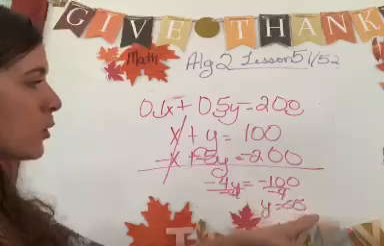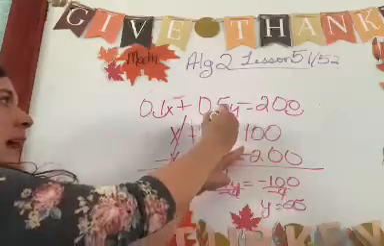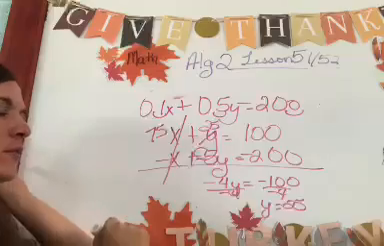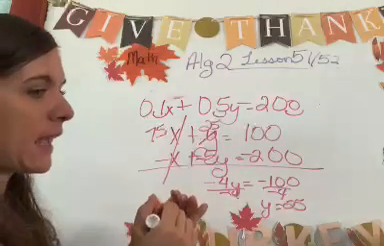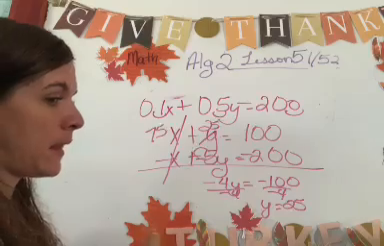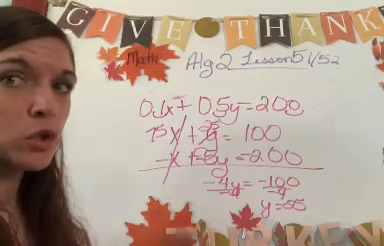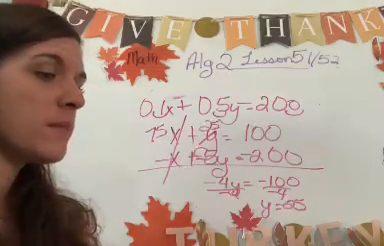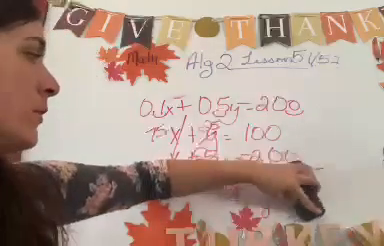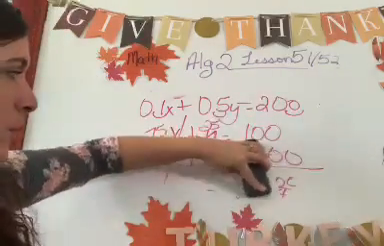Divide by negative 4 and I get y equals 25. If we know that y equals 25, we put that over here. That means x plus 25 equals 100. So x is 75, and that's your answer for x and y, 75 milliliters and 25 milliliters. So you need to find your value equation, then find your quantity equation, and solve. Okay, so look at example 2.